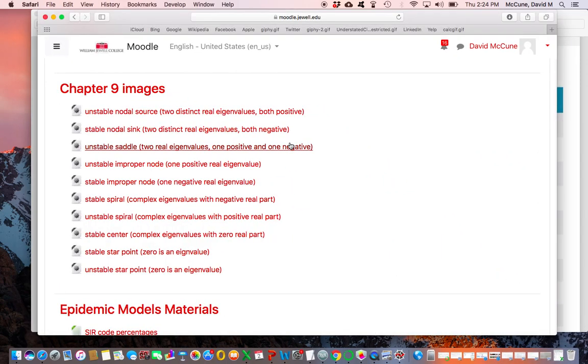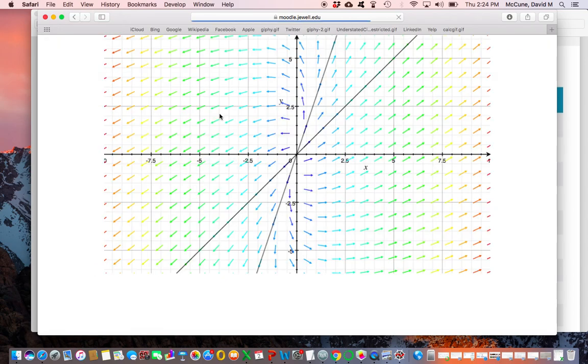On Moodle, there's a section called Chapter 9 Images, and in here I have put pictures of everything that could possibly happen. They are labeled with their official name, and then in parentheses are how you get them. So an unstable node or unstable nodal source, whichever way you like to say it, comes from two distinct eigenvalues that are real, and they are both positive. If you click on that, you get this beautiful picture here.